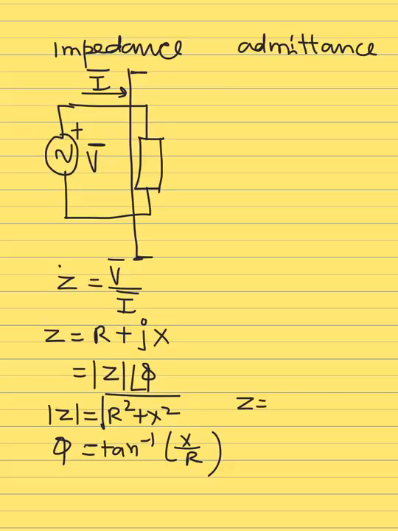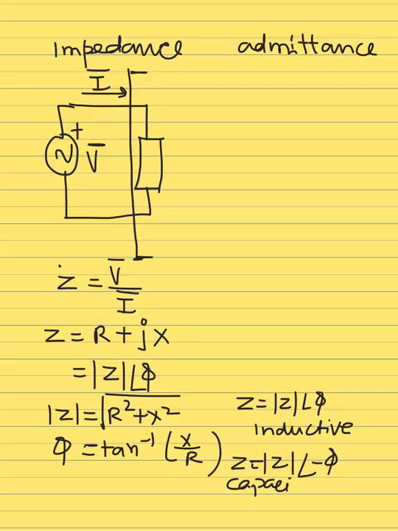Z is |Z| at an angle of phi for an inductive circuit, and Z equals |Z| at an angle of negative phi for a capacitive circuit. It need not necessarily be only inductance. You can have inductance and capacitance, but the inductive reactance will be larger than the capacitive reactance in this case. Similarly, in the case of capacitive circuits, you have capacitive reactance overpowering the inductive reactance.